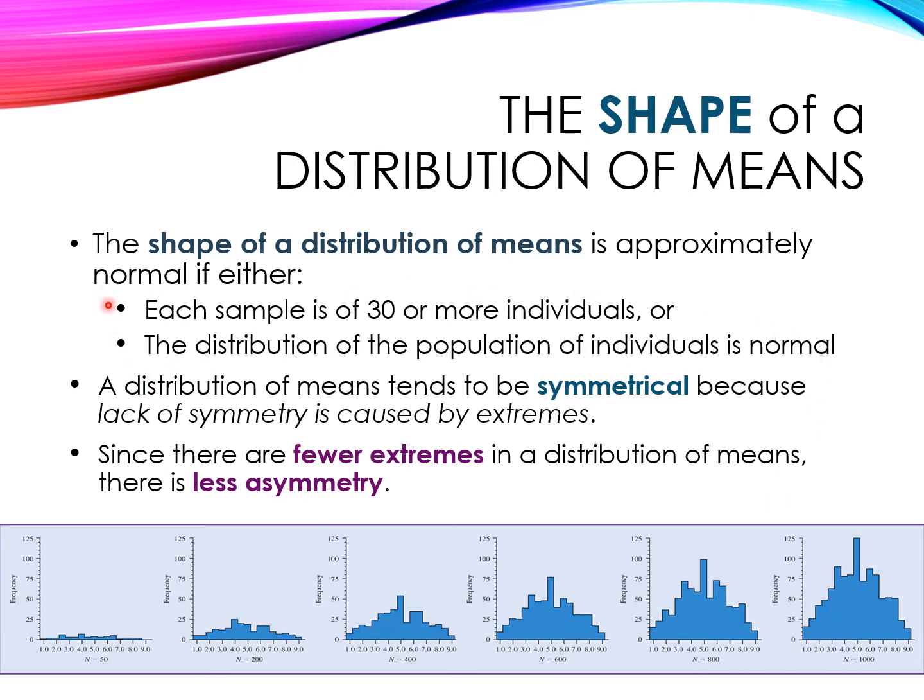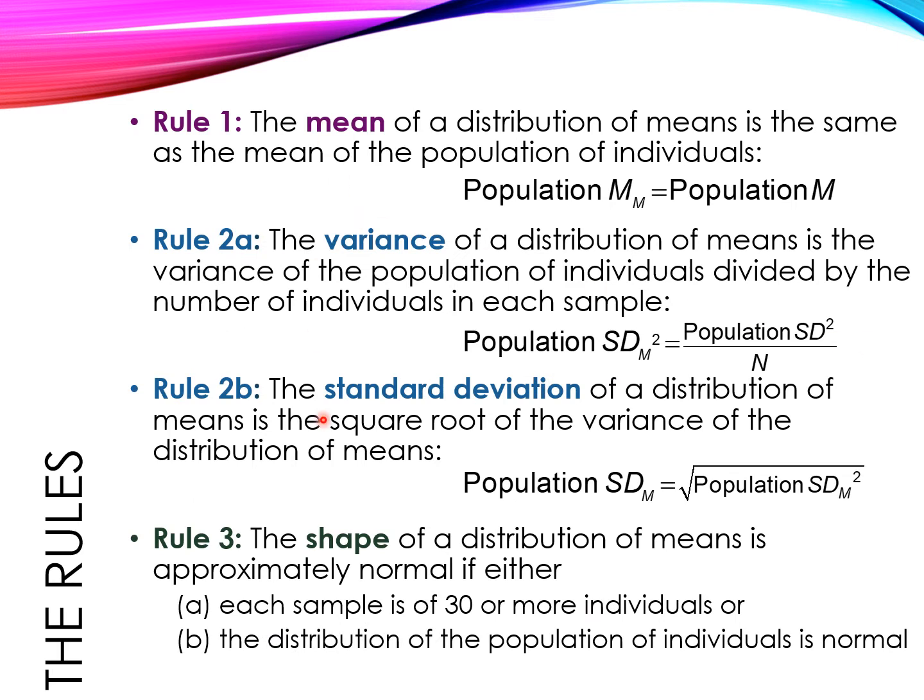Now, one of the things that I would think here, thinking about this, if I always want my shape to be normal and I don't know the distribution of the population, then I would always have a sample of 30 or more. That would be my rule, you know? So that's something to think about.